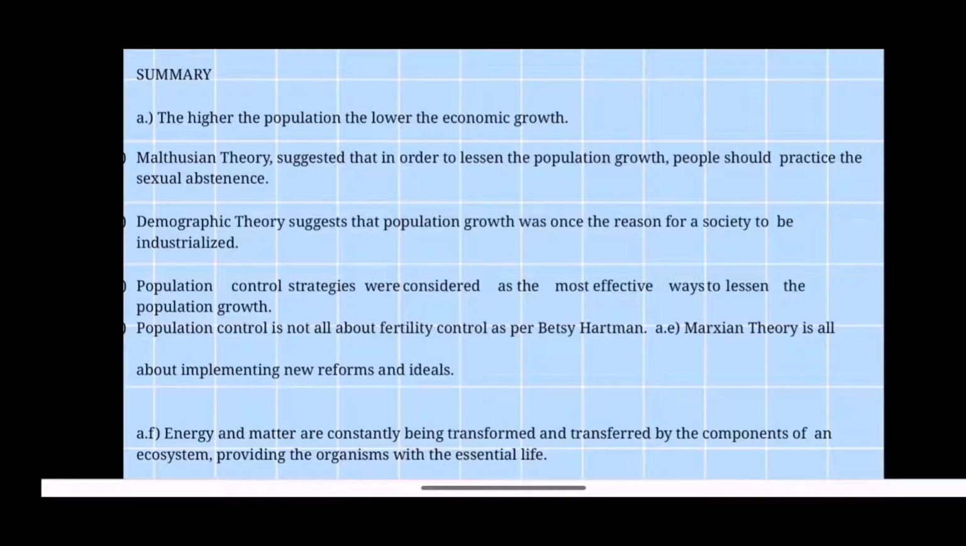Therefore, aside from malnutrition theory or the suggested practices of Thomas Malthus, another thing is the population control strategies, and it was one of the most effective strategies that we have ever known. Another thing is that population control is not all about fertility control, as per Betsy Hartmann. And malnutrition theory is all about implementing new reforms and ideals. And lastly, energy and matter are constantly being transformed and transferred within the components of an ecosystem, providing the organism with the essential life.